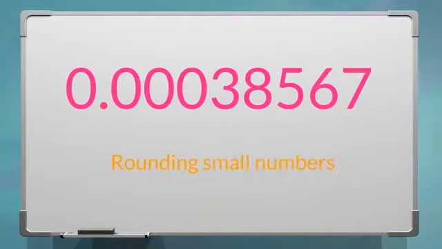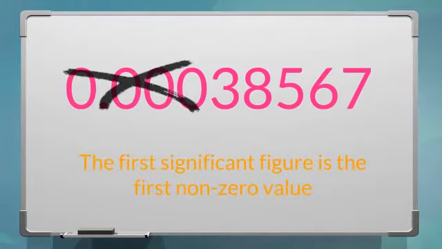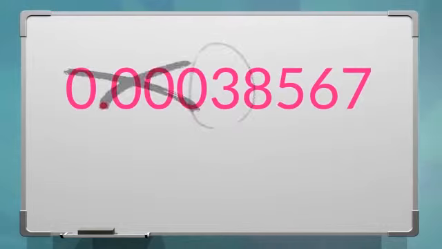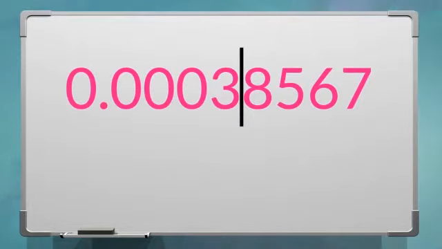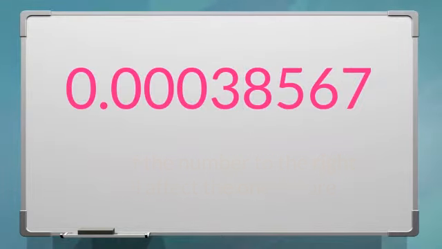For really small numbers, such as 0.000385567, it is very important you don't count the zeros at the start. Remember, the first significant figure is the first non-zero value. Therefore, in this particular number, 3 is the first significant figure. As before, draw a line after this number and again, see if the number to the right of the line has any effect. In this case, it is an 8 after the line, which means that the 3 will go up by 1 to a 4.